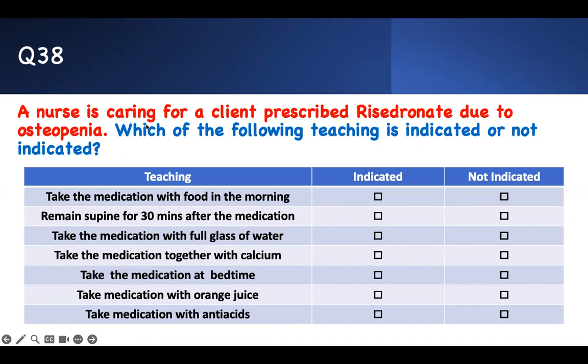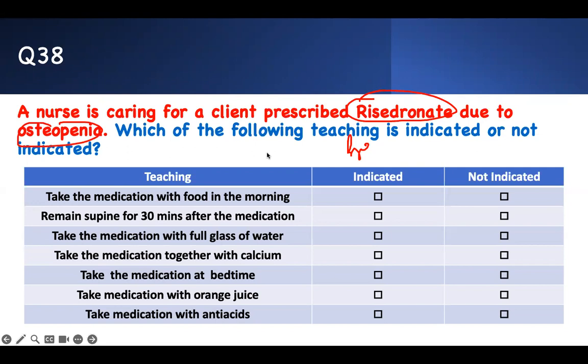Risedronate due to osteopenia. I'll tell you what it's used for. Which of the following teaching is indicated or not? You should be familiar with this drug. This is what? Bisphosphonate. There are certain things you should do about this medication that you should know cold. Okay, very, very cold. Bisphosphonate.